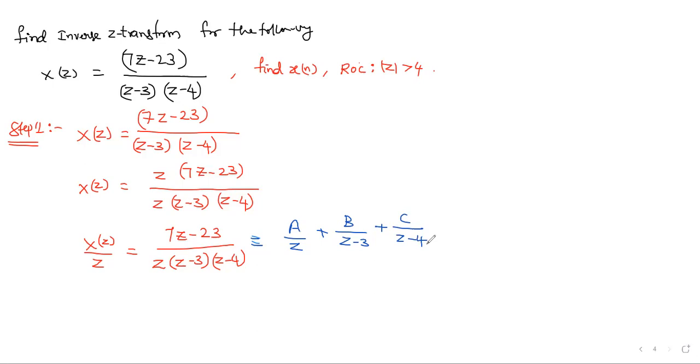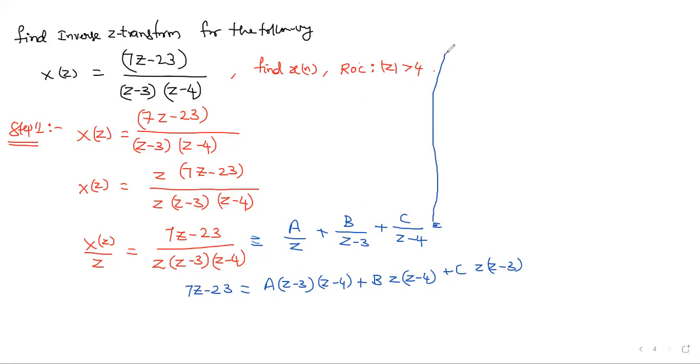C divided by z minus 4. Now, here I will write 7z minus 23 is equal to a into z minus 3 into z minus 4 plus b into z minus 4 plus c into z minus 3. Here I will consider the 3 conditions.